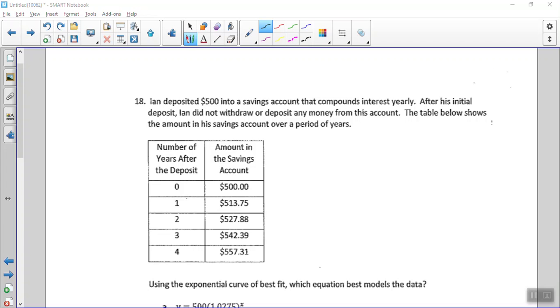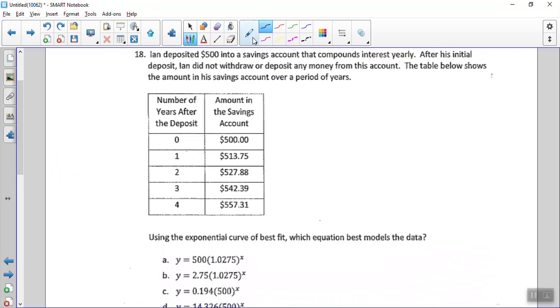Alright guys, so number 18, it says Ian deposited 500 into a savings account that compounds interest yearly. After his initial deposit, Ian did not withdraw or deposit any money from his account. The table below shows the amount of savings over a period of years. Okay? It says using an exponential curve. Okay, so that's important for me because it tells me which regression to choose in my calculator. Using an exponential curve of best fit, which equation best represents the model?